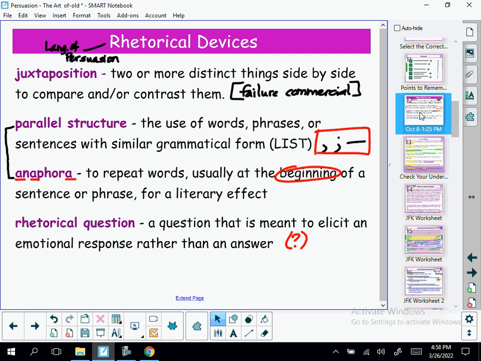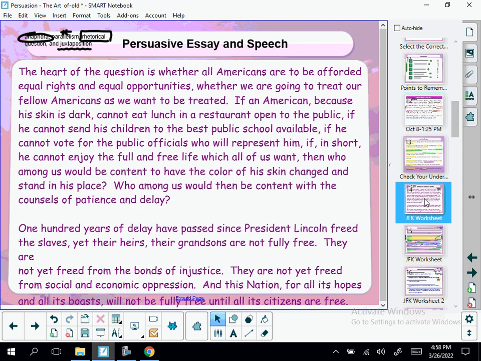So we are going to work with that today with an excerpt of President Kennedy's speech that was made in 1963. He died in November of 1963, and this is when he decided to support the concept of a civil rights bill. So let's read it together.